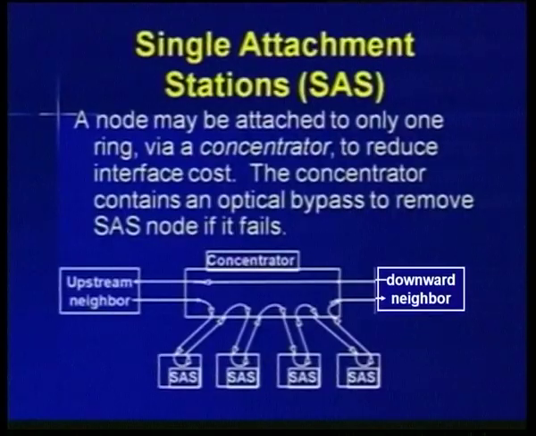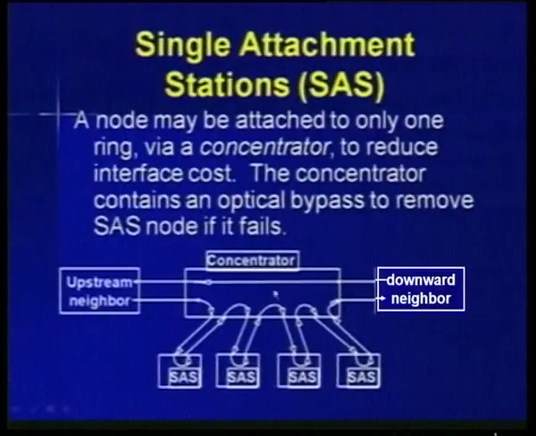You also have another option, which is called a single attachment station. A single attachment station is used on smaller networks. Here, a node may be attached to only one ring via a concentrator to reduce the interface cost. The concentrator contains an optical bypass to remove a SAS node if it fails. Note that this is very similar to the 802.5 setup. This is used only when the network is not as big as a WAN, but it is used in other cases.